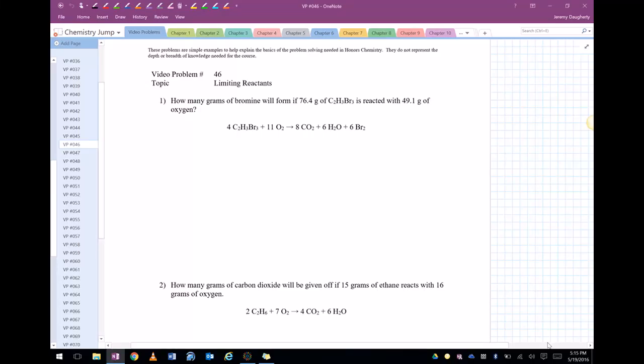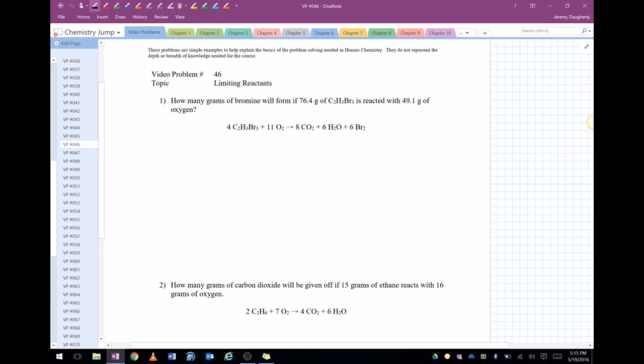Video problem 46, limiting reactants. So still sticking with stoichiometry. It's going to be very similar to video problem number 45, except instead of just looking for the limiting reactant, we are going to look for grams of a product that is formed. Okay, so let's go ahead and try it out.